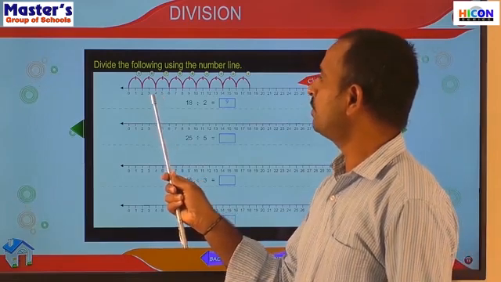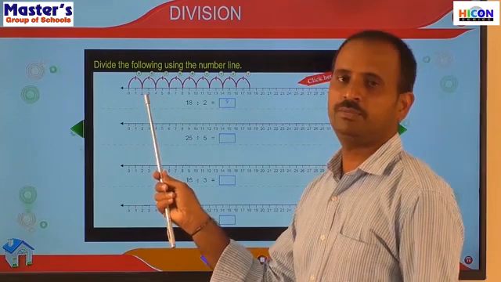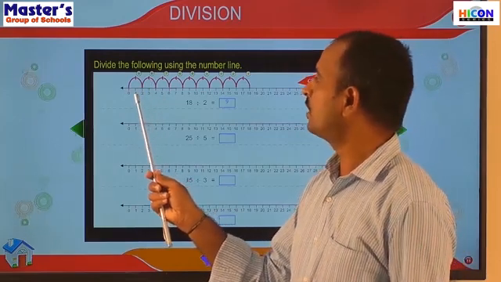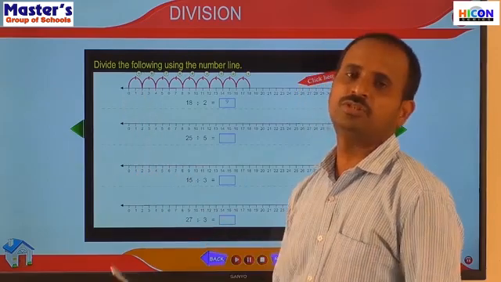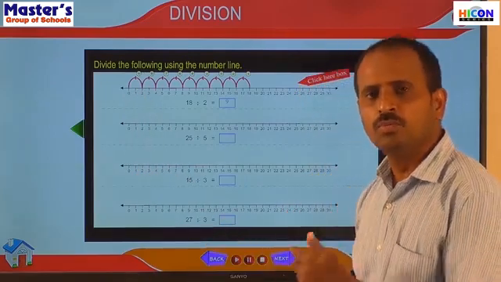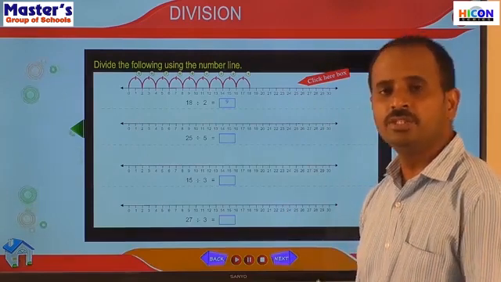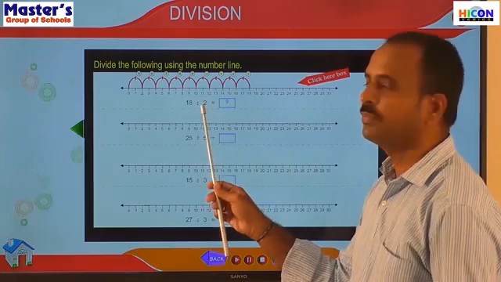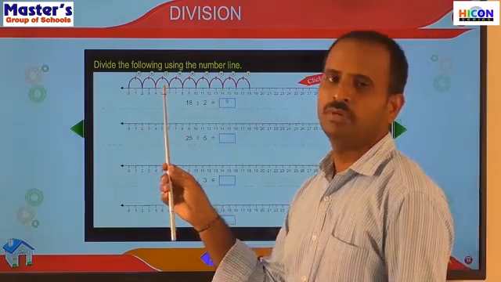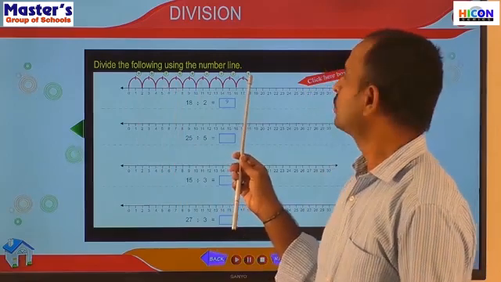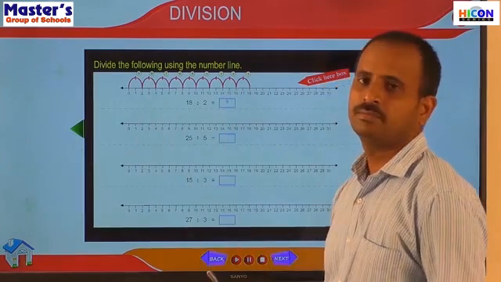And again count 2 numbers: 1, 2. And we have reached the number 2 after the 8th step. And again count 2 numbers: 1, 2. And finally you have reached 0 after the 9th step. So in this way, you move on the number line, and in each step we cross 2 numbers and continue moving until you reach 0. How many steps have you moved here? You have moved a total of 9 steps. So the answer is 9.